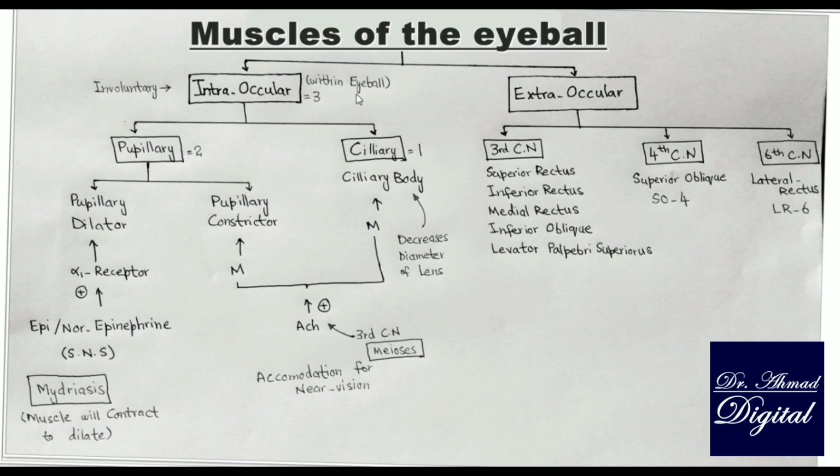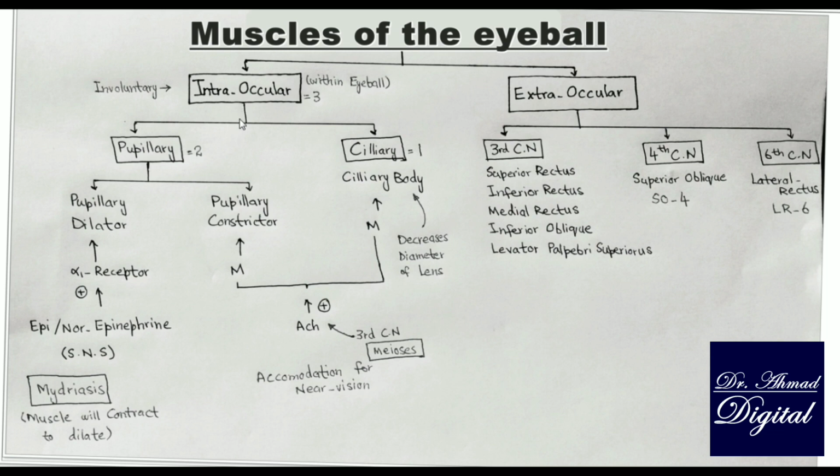Let's begin. First of all, we will discuss muscles of the eyeball. We have divided these muscles into two categories. One is the intraocular, the other one is the extraocular. Intraocular muscles are the muscles within the eyeball, 3 in number, and these muscles are involuntary. Extraocular muscles are the muscles outside the eyeball, and these are voluntary muscles, 7 in number. Intraocular muscles are involuntary, and we cannot control the activity of these muscles.